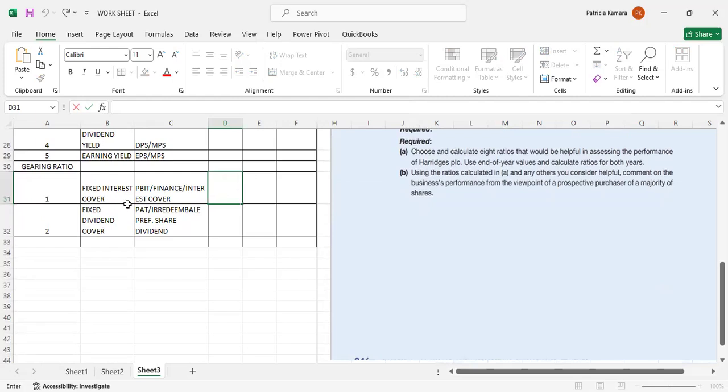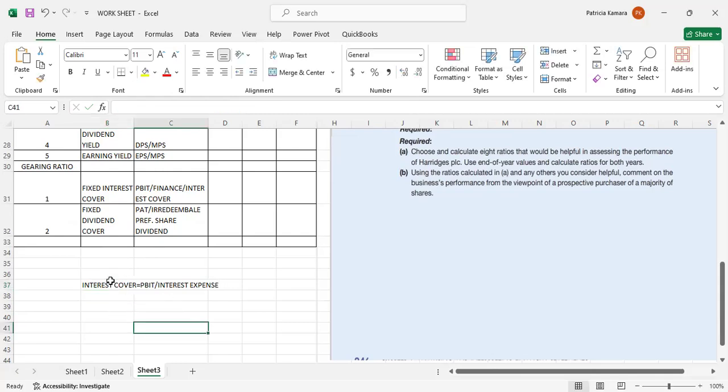So now we have fixed interest cover here. We've been given the formula to be profit before interest and tax, which is our operating profit, over finance or interest cover. Now, how do you calculate interest cover? Interest cover is equal to EBIT, operating profit, over interest expense.